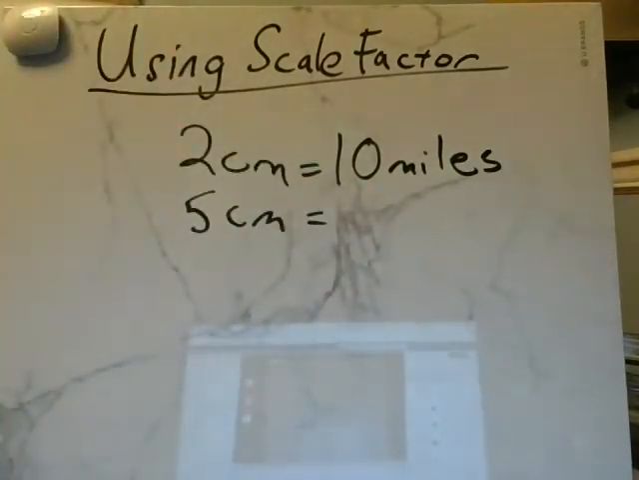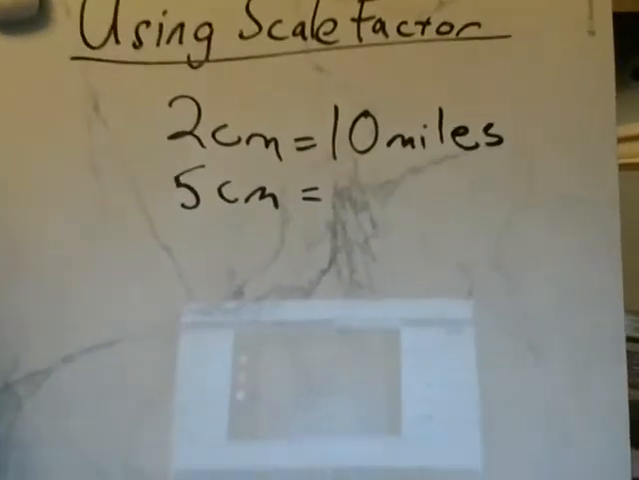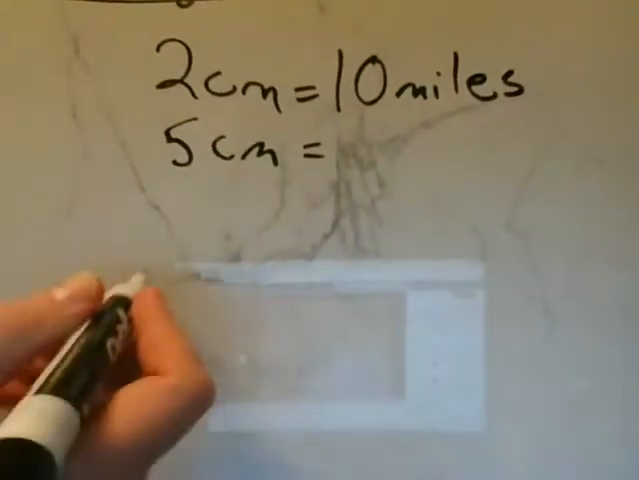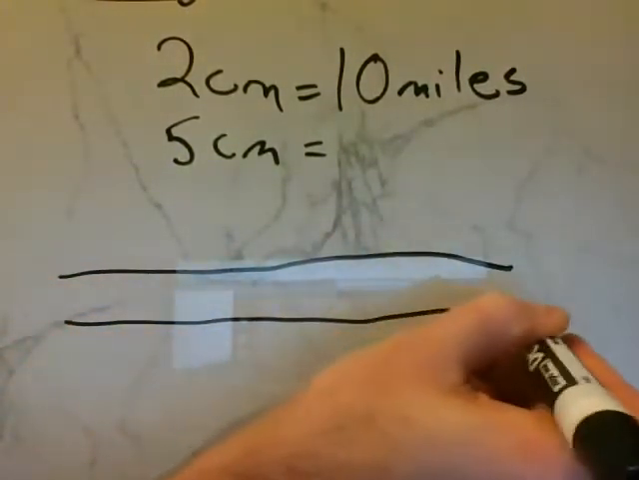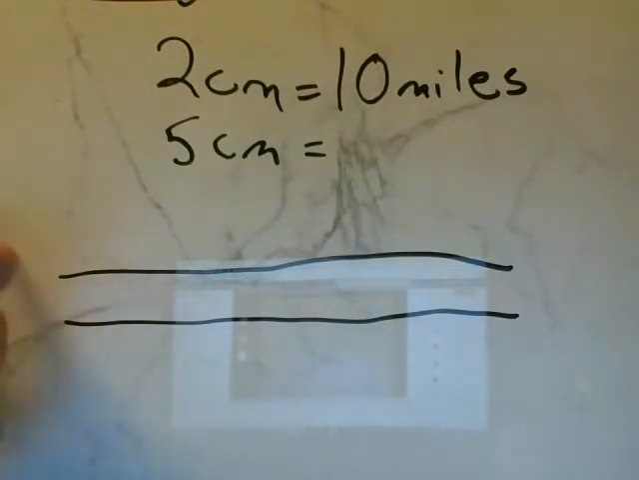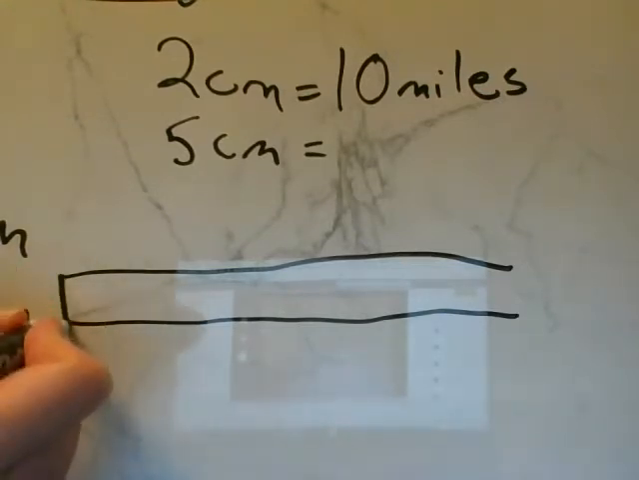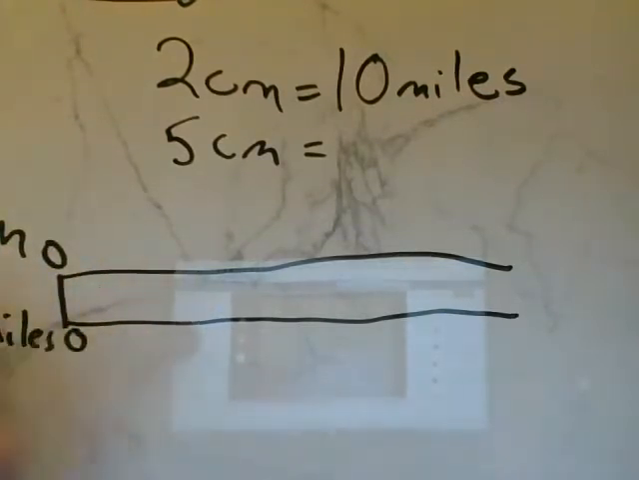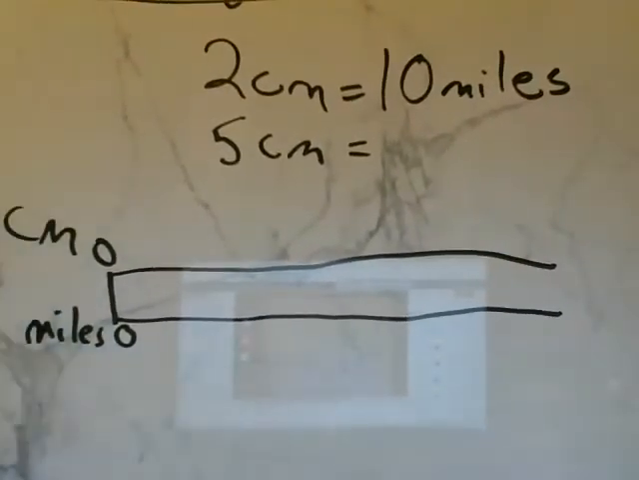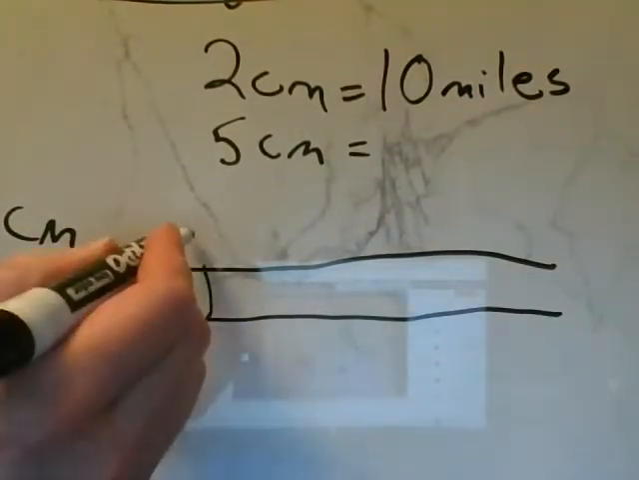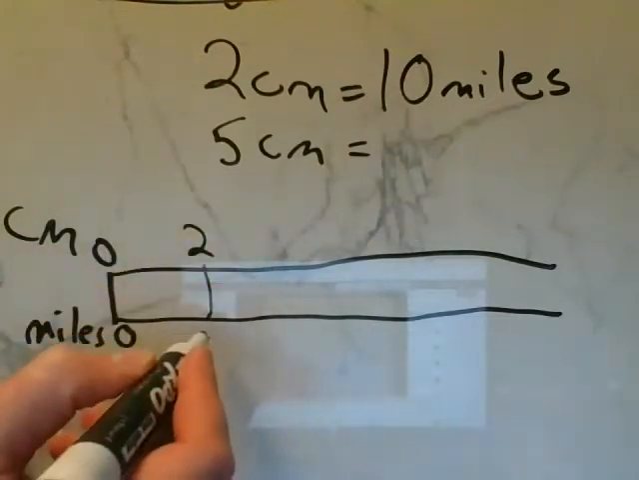So what we want to do here is draw a tape diagram. Kind of start like this. It's like 2 roads. One road is the centimeters, and the other road is the miles. Now, at the start of the road, of course, 0 centimeters would equal 0 miles. Sorry, let me move that over a little bit. There we go. 0 centimeters would equal 0 miles. We know that at 2 centimeters, that will be 10 miles.